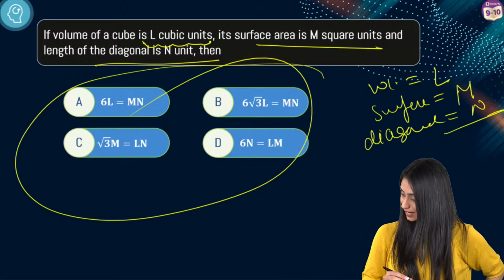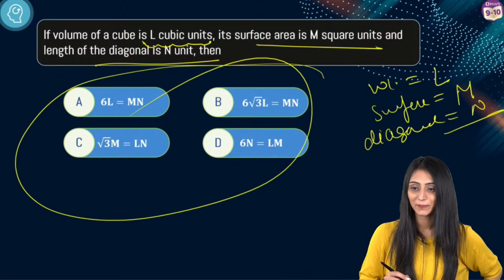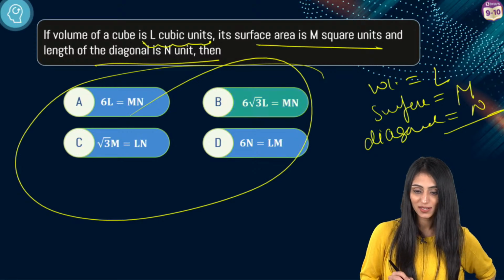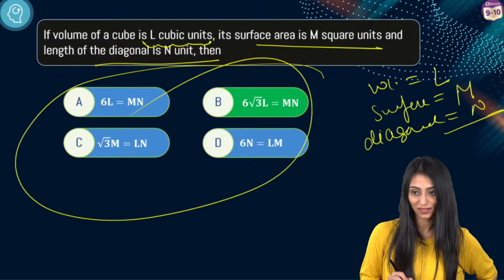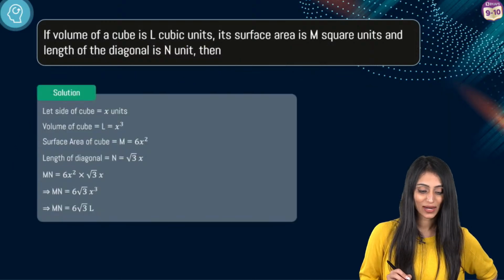Anybody? Yes? Any guesses what would be the answer? Alright, no worries. So the answer, Lakshmi says, yes, Lakshmi, you're right. 6 root 3 L is equal to Mn. Correct. Let's take a look at the solution.